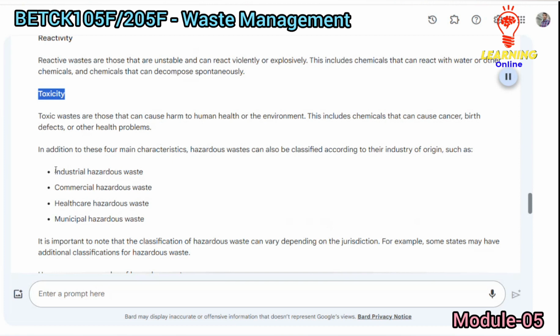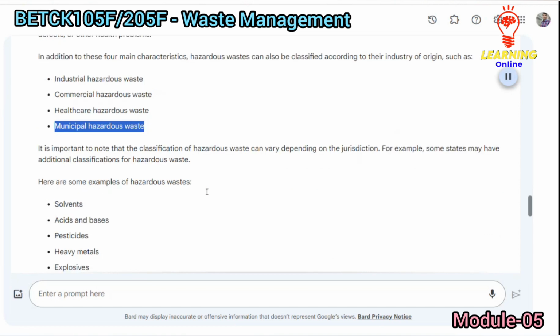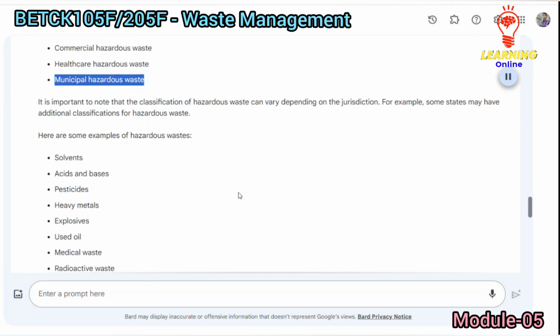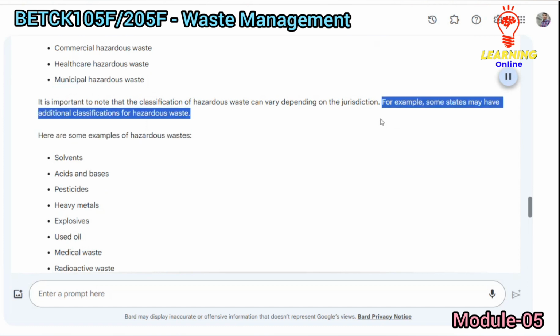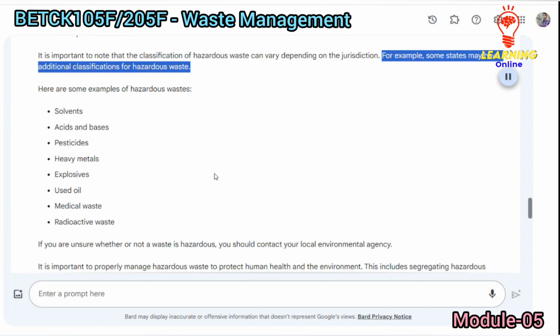In addition to these four main characteristics, hazardous wastes can also be classified according to their industry of origin, such as industrial hazardous waste, commercial hazardous waste, healthcare hazardous waste, municipal hazardous waste. It is important to note that the classification of hazardous waste can vary depending on the jurisdiction. For example, some states may have additional classifications for hazardous waste.